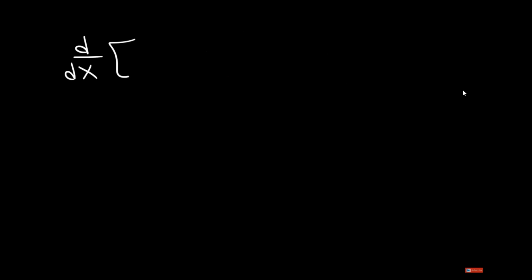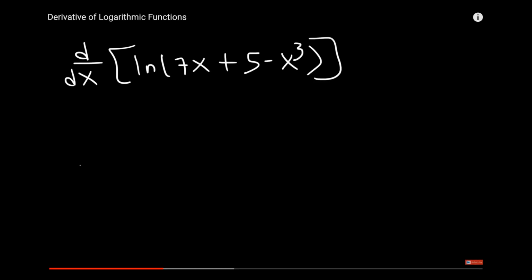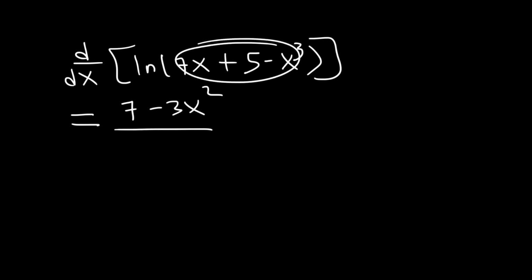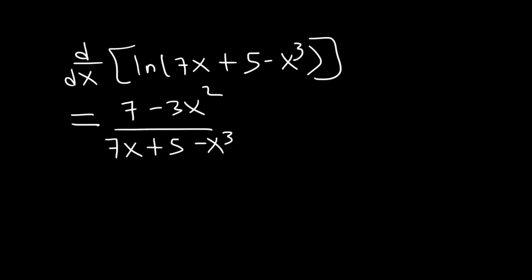Go ahead and try this problem. Differentiate the natural log of 7x plus 5 minus x cubed. Now let's differentiate the inside function. The derivative of 7x is 7. The derivative of a constant is 0. And the derivative of negative x cubed is negative 3x squared, divided by the original stuff on the inside, which is 7x plus 5 minus x cubed. So that's going to be the answer for this example.